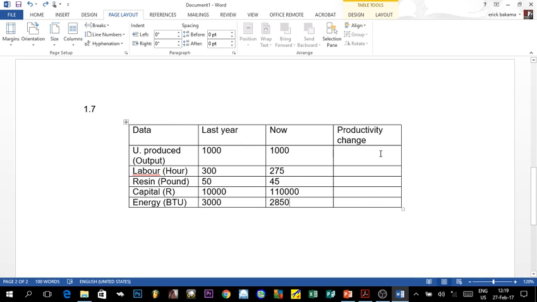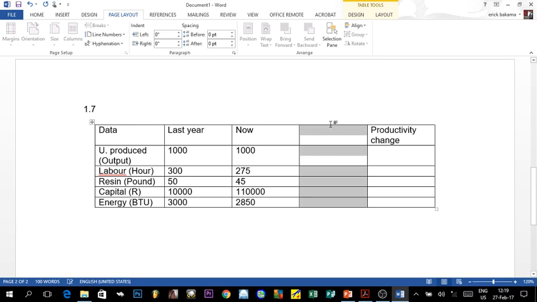So from here, what we need to do now is to calculate first of all the productivity, and then we are going to calculate the productivity change. Sorry, I forgot to add this table. So we are going to call this new column the productivity.